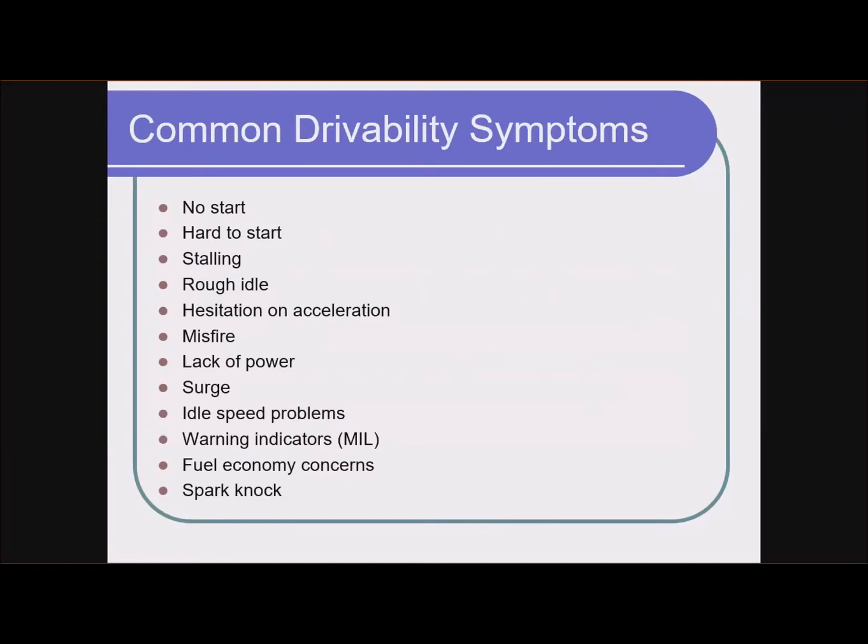And then spark knock, we talked about when we talked about compression and when we talked about ignition timing. And we know this is kind of another term for detonation. And we saw the video on detonation and what that kind of looks like and sounds like.